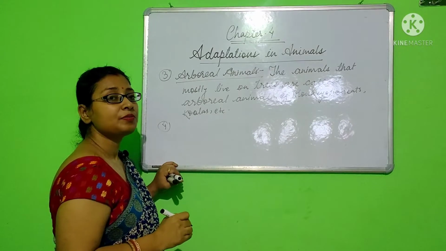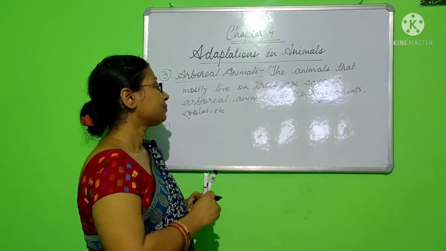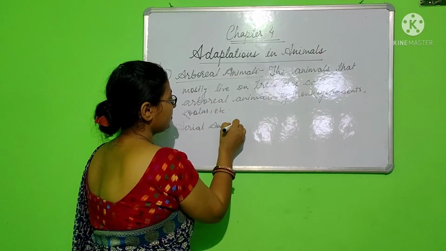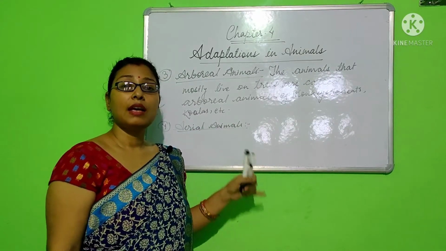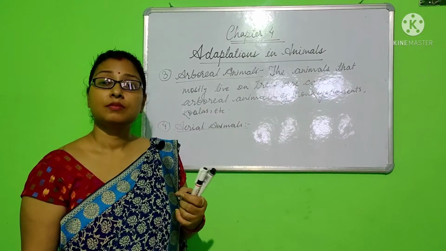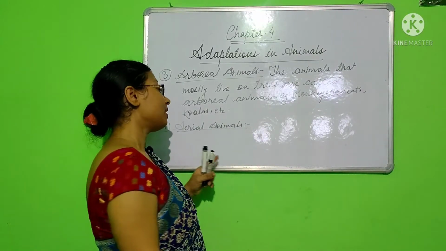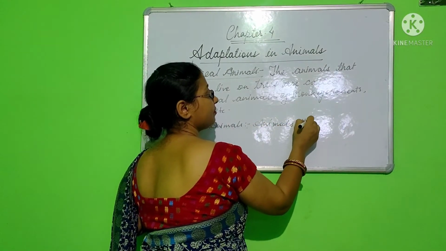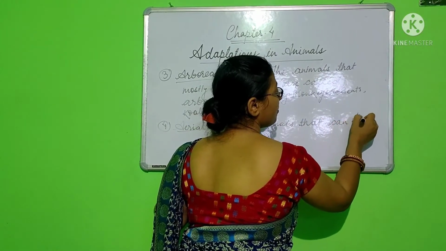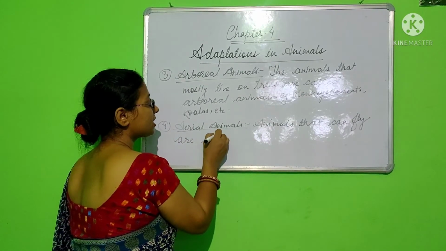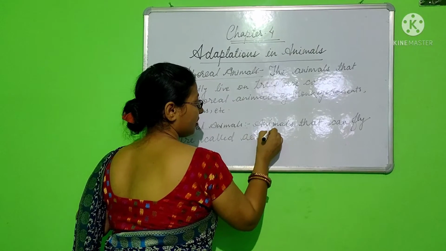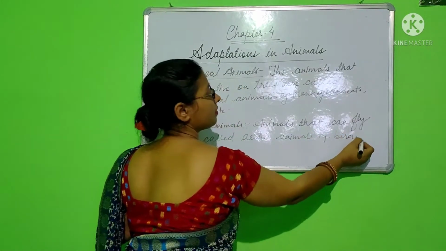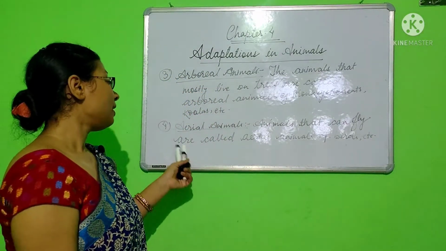The next type of animal that we come across is aerial animals. Aerial means the animals that live in the air. They primarily fly in the air. Animals that can fly are called aerial animals. The best examples are birds. Birds and bats are aerial animals.